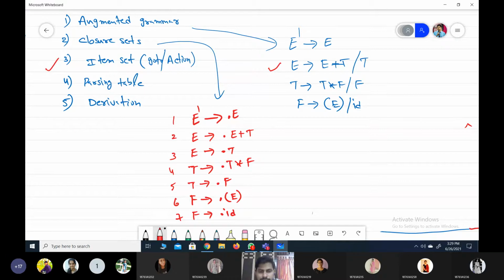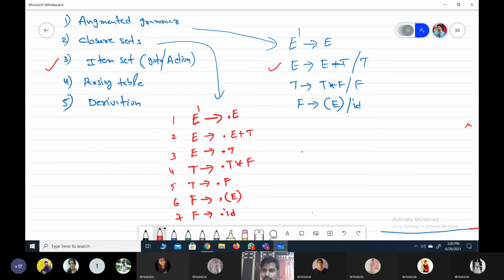Is it okay, everyone? Yes, sir. Your goal is to move the dot towards the extreme right-hand side of each and every production. The dot has to be placed at the extreme right-hand marker. If you have done that, the item set construction is over.